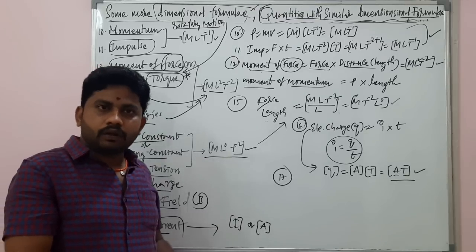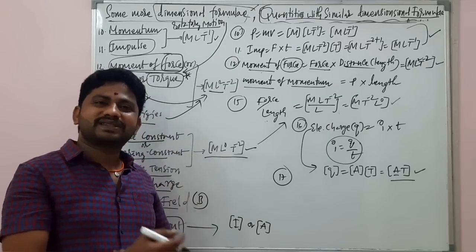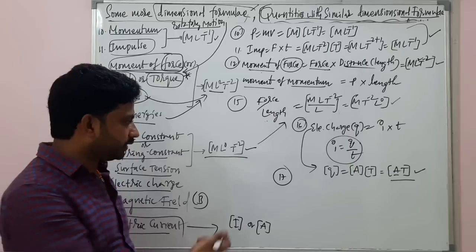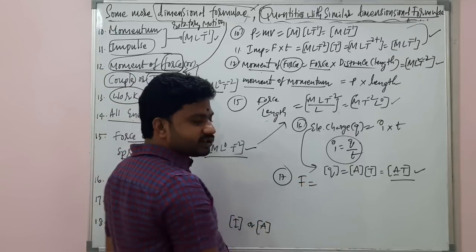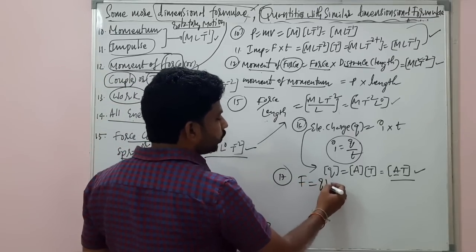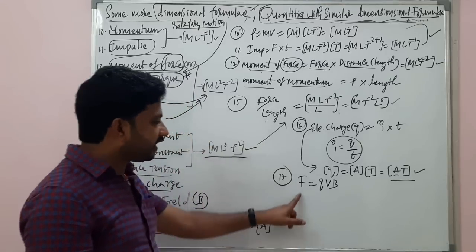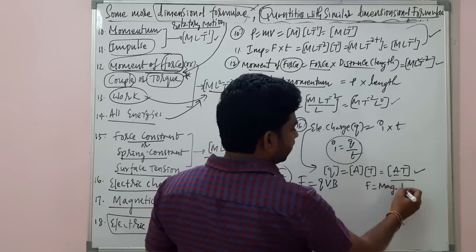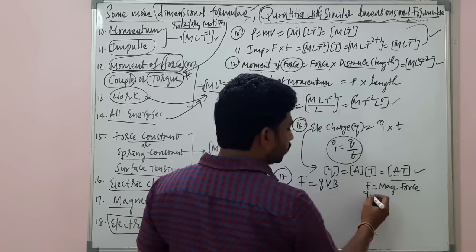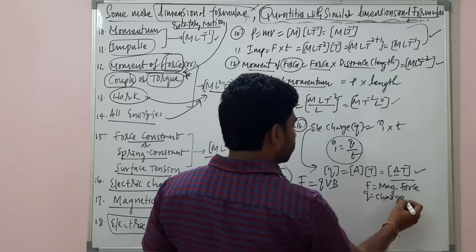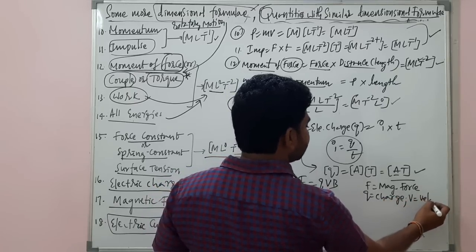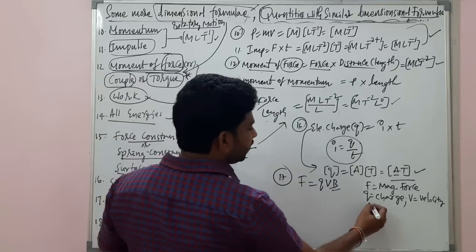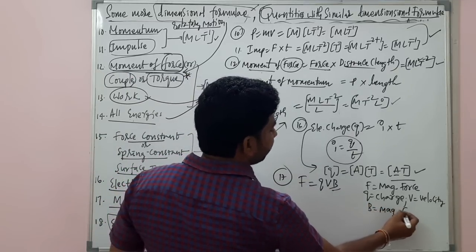Magnetic field. In your 10th standard, you must have learned the magnetic field with this. Magnetic force is equal to QVB. What is this F? Magnetic force. What is this Q? Electric charge. What is this V? Velocity. So what is B? Magnetic field. Already we have it here. So B is the magnetic field.